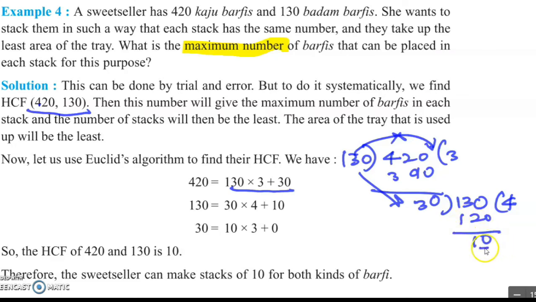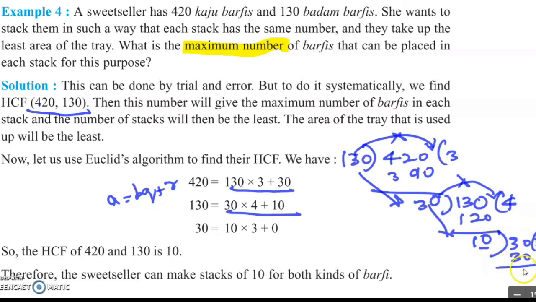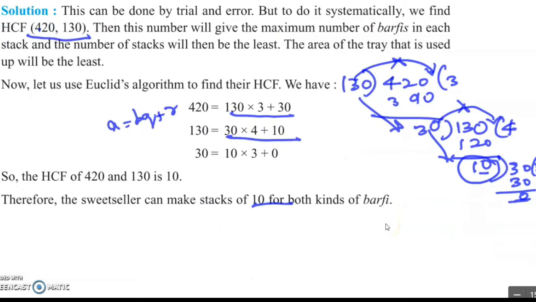Same again, it's not equal to 0. So write this step: 130 equals 30 into 4 plus r, a equals b q plus r. Now 30 becomes the dividend. 10 threes are 30, remainder 0. Since we got 0, this is going to be the highest common factor. So 10 is the highest common factor.